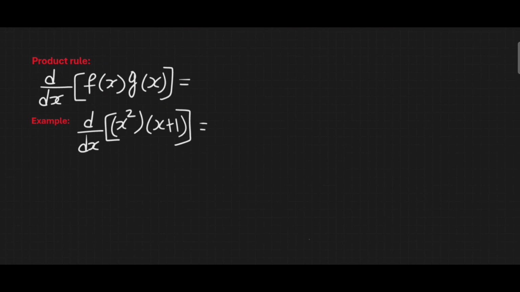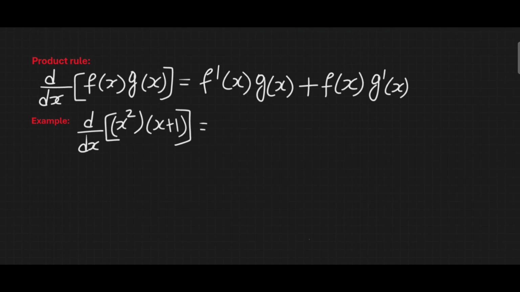Product rule. This rule says d by dx of f of x times g of x equals f dash of x into g of x plus f of x into g dash of x. This means derivative of the first term times the second term plus the first term times derivative of the second term. We use this rule when two functions are multiplied together.